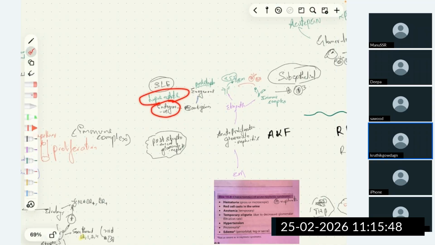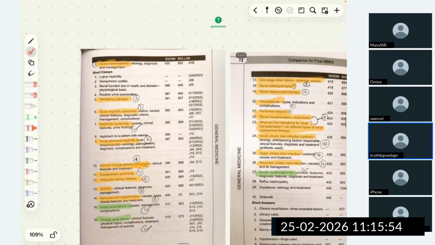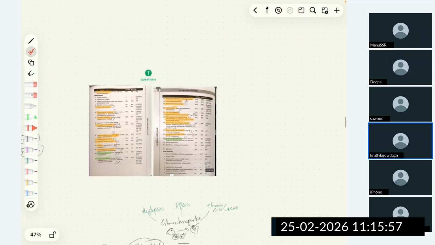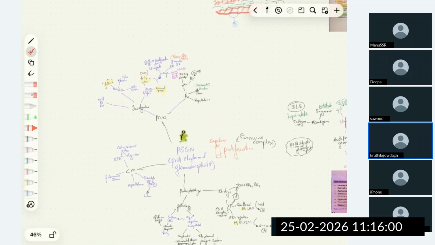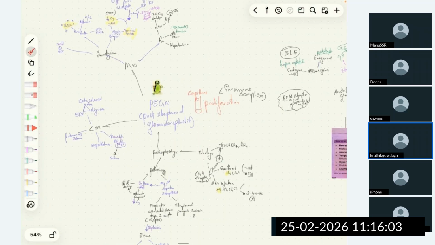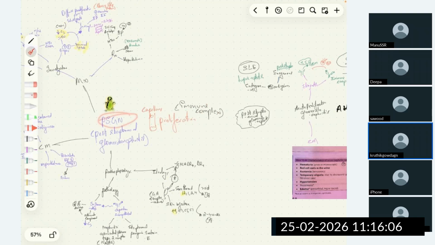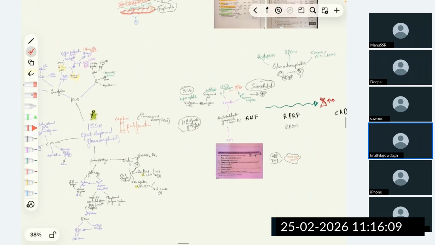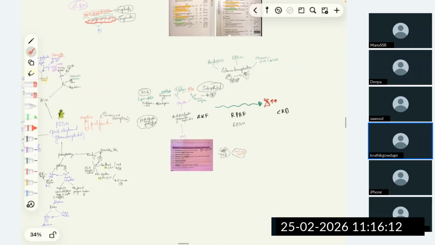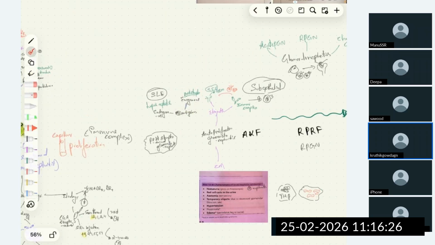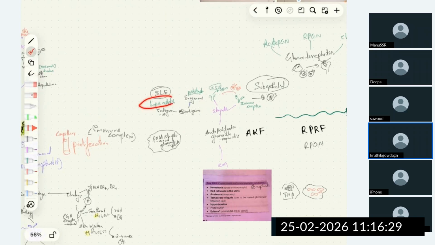Lupus nephritis is also an important question, though it has been asked only once in RGHS. I am not discussing it due to time constraints. Please study it when you're doing self-study. Since PSGN is repeated so many times, I am explaining it now. I hope all of you understood the big picture view of glomerulonephritis. In glomerulonephritis, we have acute proliferative glomerulonephritis, rapidly progressive glomerulonephritis, and chronic glomerulonephritis. In acute proliferative glomerulonephritis, we have lupus nephritis and post-streptococcal glomerulonephritis.